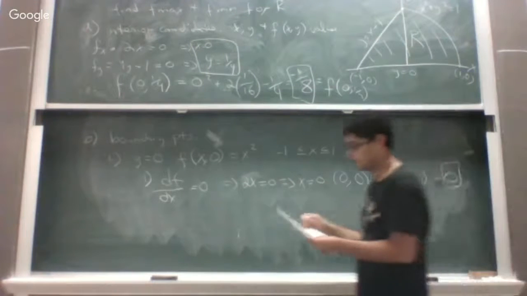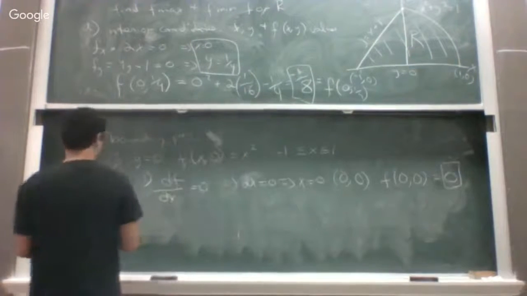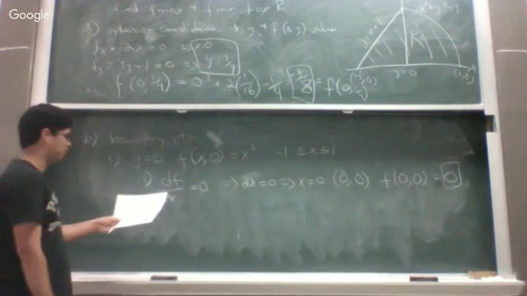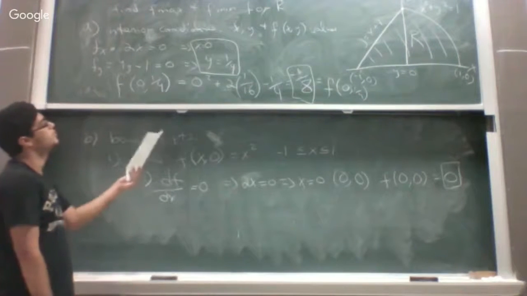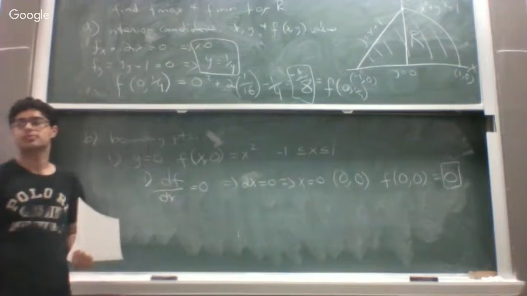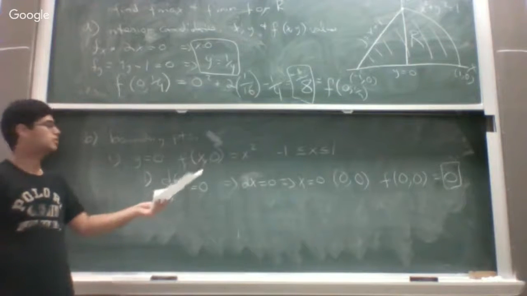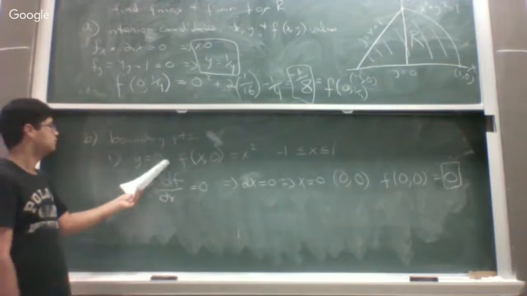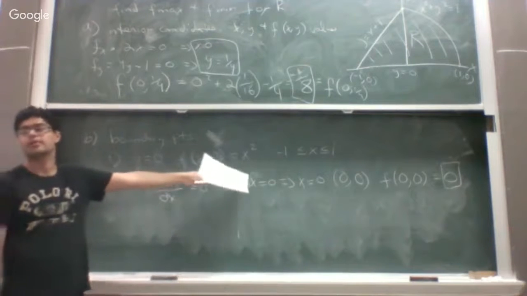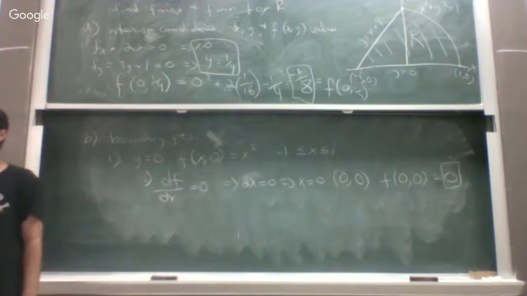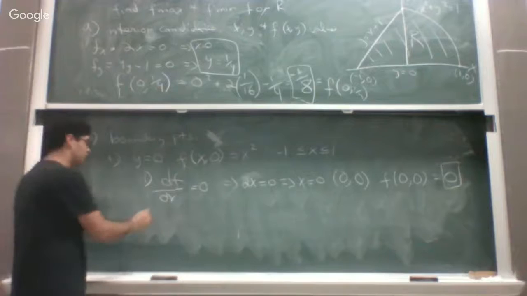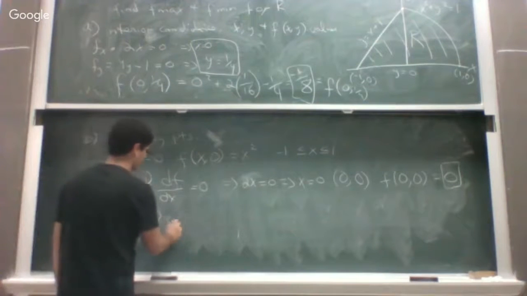Okay. The second thing that you should test is undefined points. But that's not going to be undefined, right? The function x squared, that's not going to be undefined, right? So then we're going to ignore that. So the next thing we'll test for is endpoints.